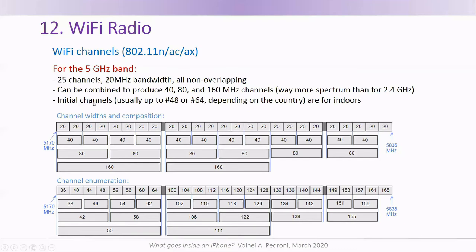The initial channels, let's look down here, up to 48 or 64, so up to 48 in some countries, so you take this slice here, or up to 64, you take this block here, are reserved for indoors. So you have more spectrum for your routers in the 5 gigahertz band, which unfortunately has a lower range in terms of distance.